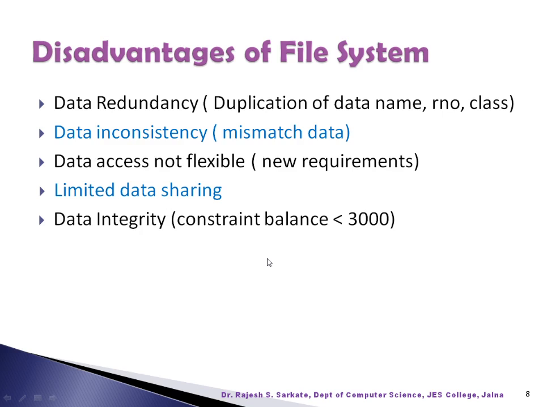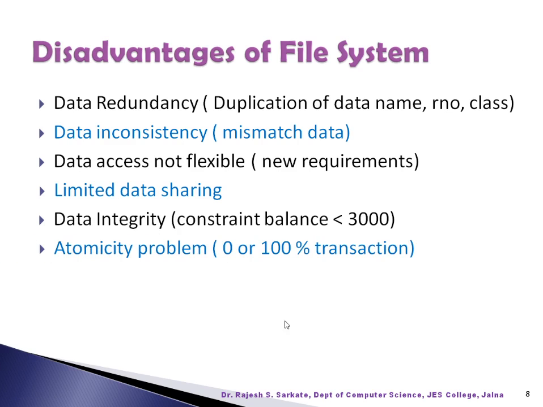But later on the Reserve Bank changed the constraint or rule. Now it says that the balance should not be less than 3000 rupees. So again, to accommodate the new constraint or new binding, we have to modify the program. That was happening in the file system. So the data integrity issue was also there. This is also one of the disadvantages of the file system. Atomicity problem. Atomicity is one of, you can say, the biggest tasks in the database management system. What does it say?